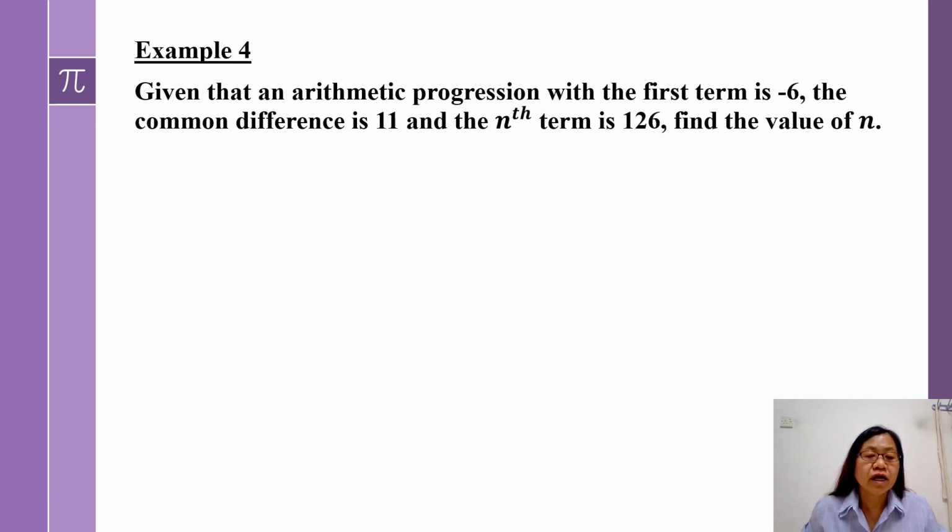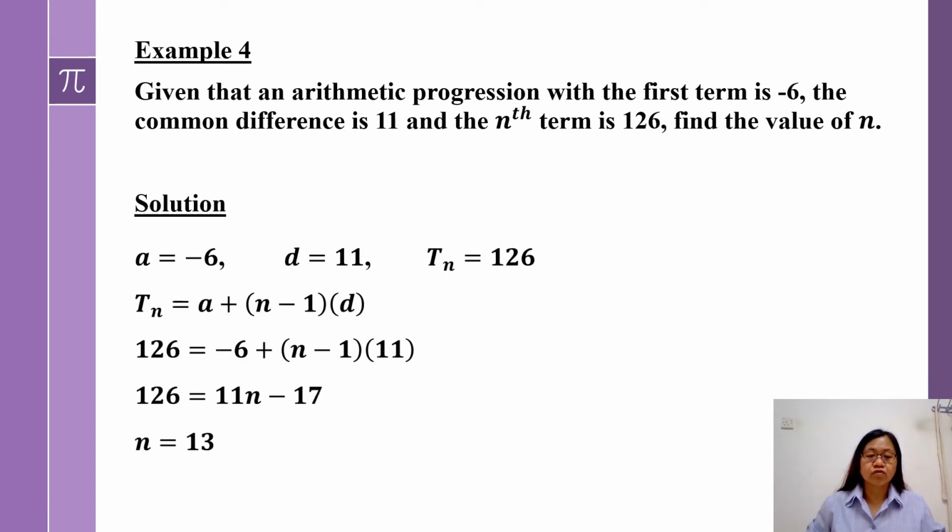Okay, example 4. Given an arithmetic progression with the first term -6, the common difference 11, and the nth term 126. Find the value of n. Okay, the solution. A is negative 6, so you write down the given information. D is 11, Tn is 126. By using the formula of Tn, you substitute Tn with 126, A is negative 6, D is 11. So you can find your n. So n is 13.